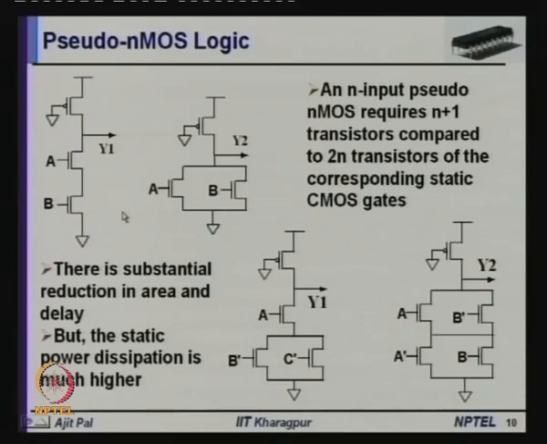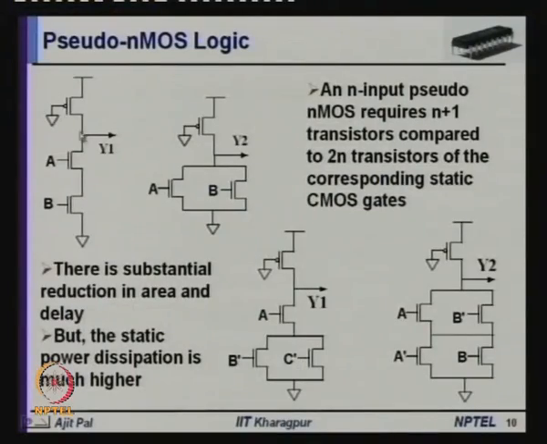What I am trying to tell is that pseudo NMOS circuits will be faster in operation, because the intrinsic capacitance will be smaller and also the number of transistors will be smaller. So, area and capacitance are both smaller. Pseudo NMOS circuits are faster in operation and smaller in area compared to static CMOS circuits.